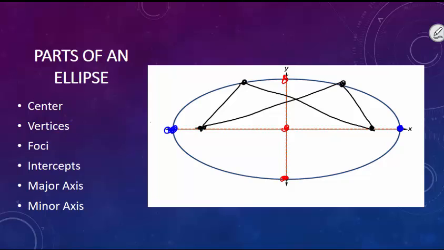Overall, this ellipse is found at the origin, so there's no translations, but if there were translations, you would move everything to one side or to the other.